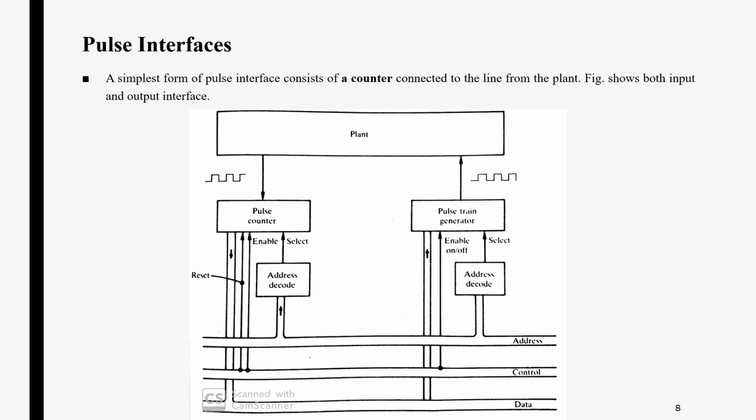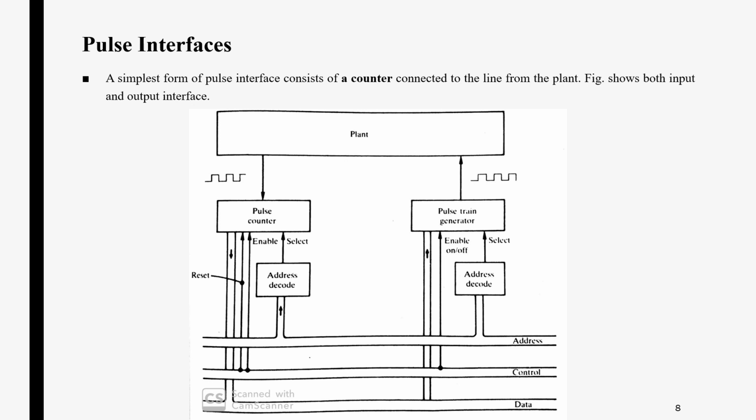In the earlier digital interfacing we talked about two different diagrams, one the input interface and another the output interface, but here the two interfaces are connected in a single diagram. Okay, so this is the simple form of the pulse input interface. It consists of a counter connected to the line from the plant, and then the counter is reset whenever the pulse count is read by the computer.